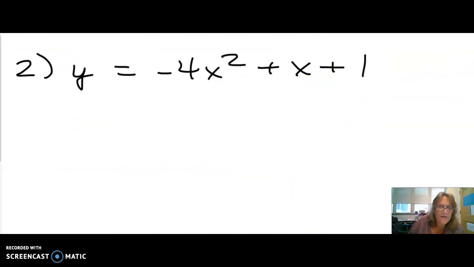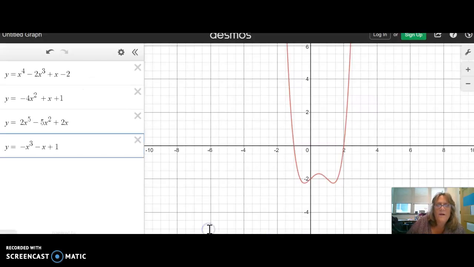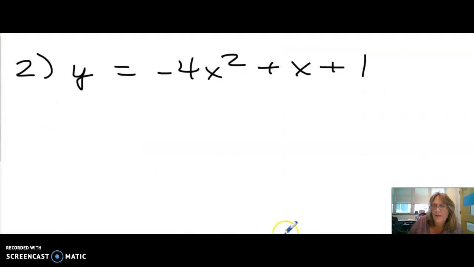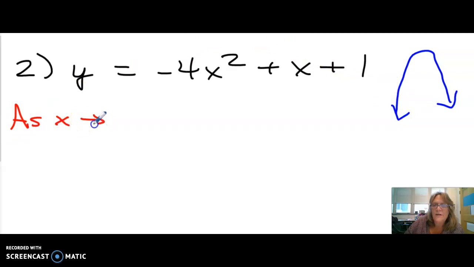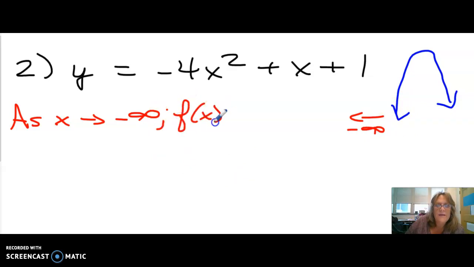When we look at our graph for that one, if we're looking at the second graph, that's a quadratic, so it's opening down. We're going to look at a graph that looks something to the effect of this. When we describe it, as x approaches negative infinity, so as we're looking at the left side of our graph, what is the end of our graph pointing towards for y? What is f of x approaching? Well, it's pointing downward. If it's pointing downward, then it's approaching negative infinity.